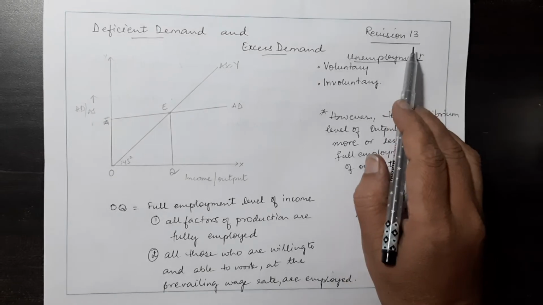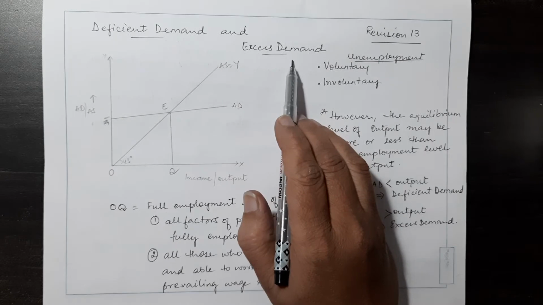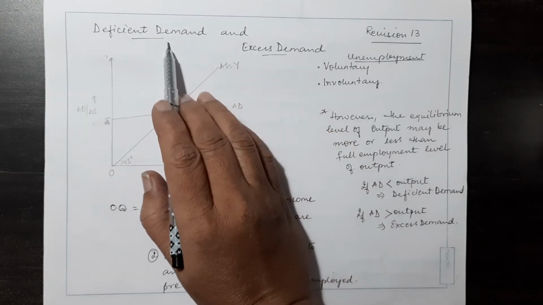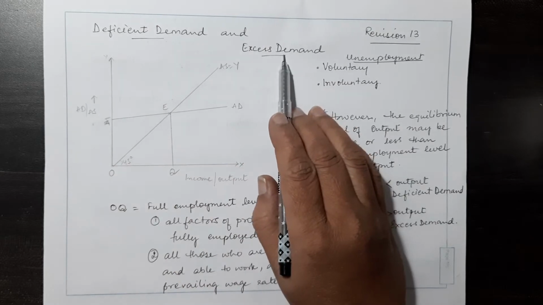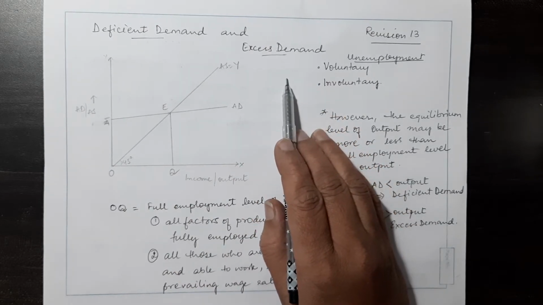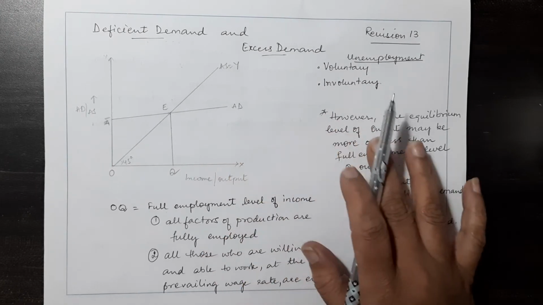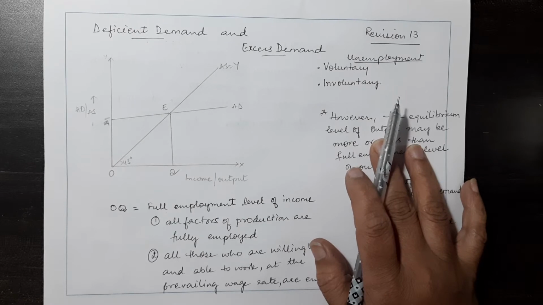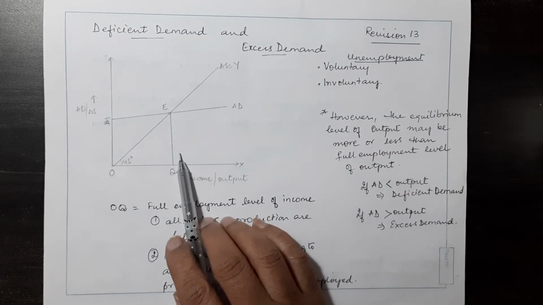In our episode revision 13, we will revise deficient demand and excess demand. Deficient demand means where the demand is less than the supply, and excess demand means where the demand is more than the supply in an economy. Now this is very important because we need to answer certain questions based on these two topics, the deficient and the excess demand. For this, the understanding of the graph is very important.